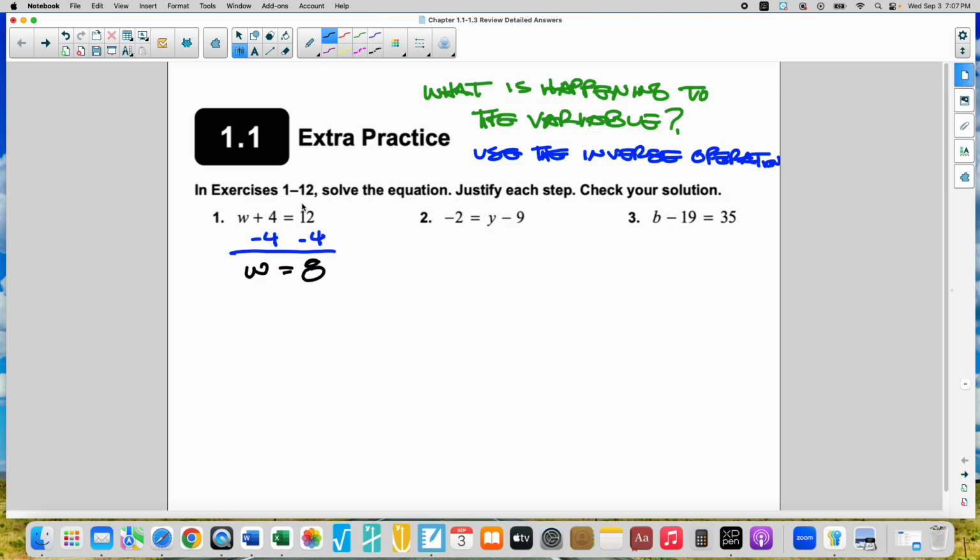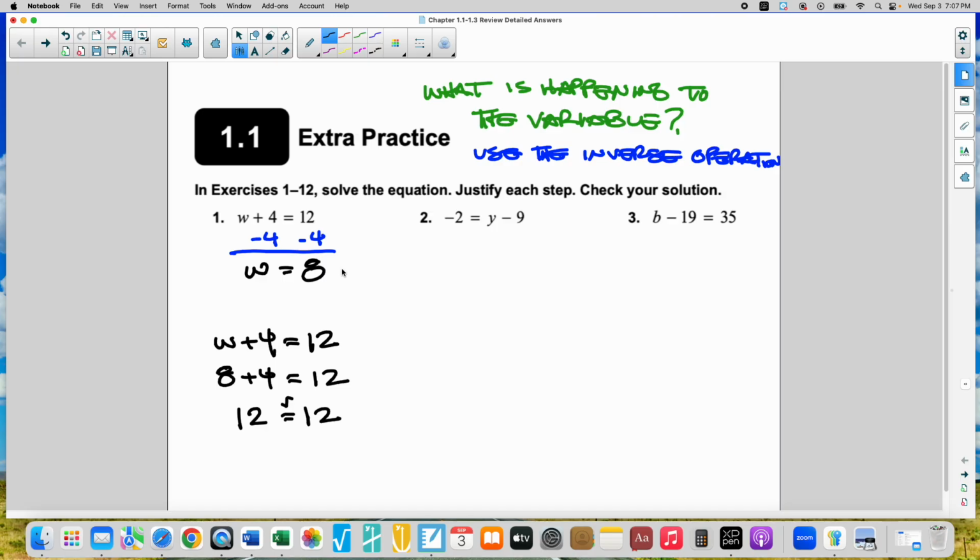Check your solution. Well, we're going to take that starting problem, and then we're going to substitute what we think W is. We solved for W, and we think it equals 8, and we won't know until we check. And when we check, it's not just plugging it in. We have to simplify this left side. 8 plus 4 equals 12. And then we bring down this right side. And as long as the right side equals the left side simplified, we know that this is a correct solution.